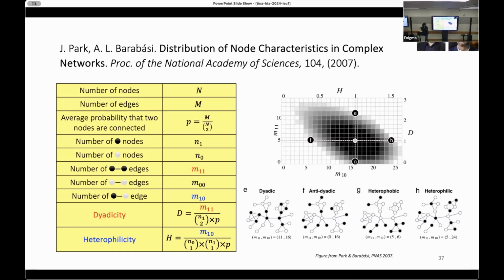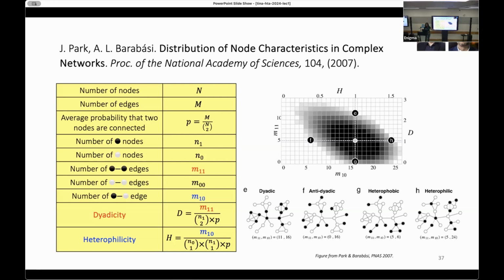And then what they do is they define two measures. One is dyadicity, and this is dyadicity with respect to black nodes. What is the number of edges connected to black nodes over what it would be if the connections were random? This is very common in network science, where you compare to what is random. In computer science, it's rare that people compare to what is random. It's just like, look at my accuracy, right? And then you get a lot of money.